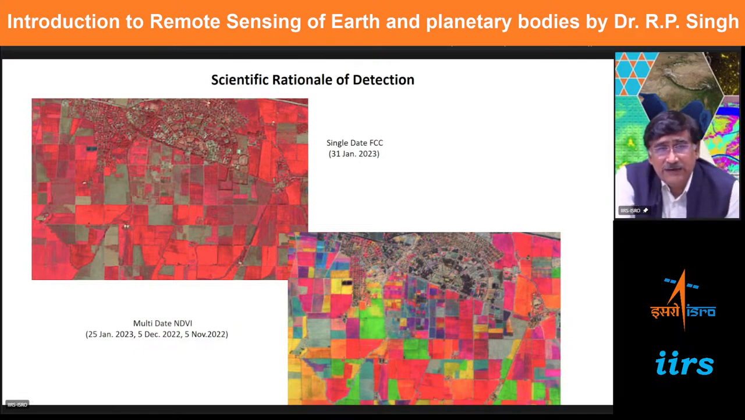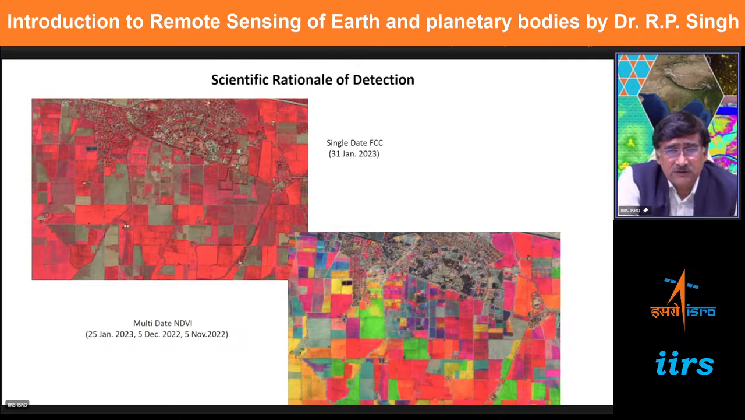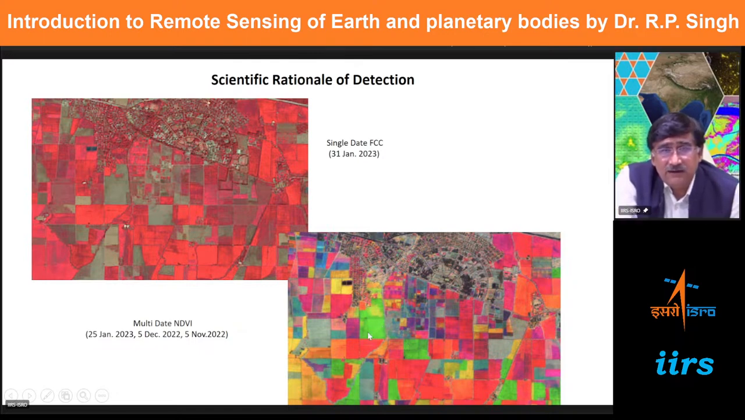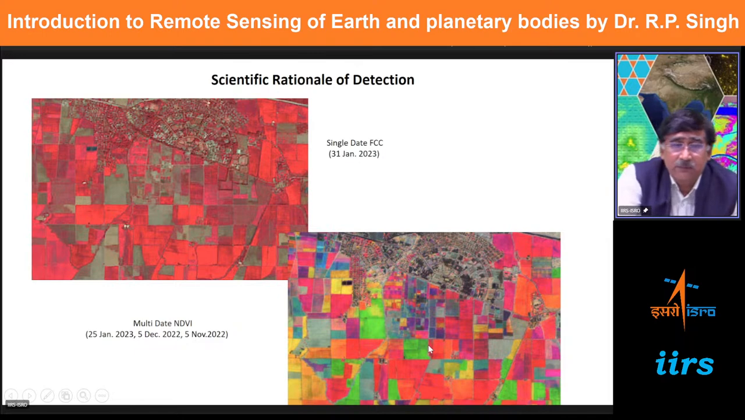So what we do is simply take multi-observation, multi-date observation. Instead of one observation like 31st January 2023, which I'm showing on top, if you take 25th January, 5 December, and 5 November, you start seeing different color patterns. It is because crops at a given moment may give you the same greenness, but since their growth patterns are different, you start seeing them differently. That is why in the second image you start seeing many crop patterns coming out because of their different temporal growth patterns. And the reddish ones are wheat crops in those regions.